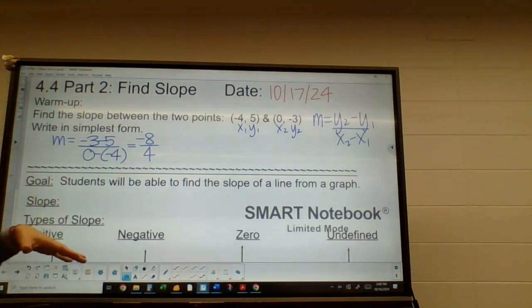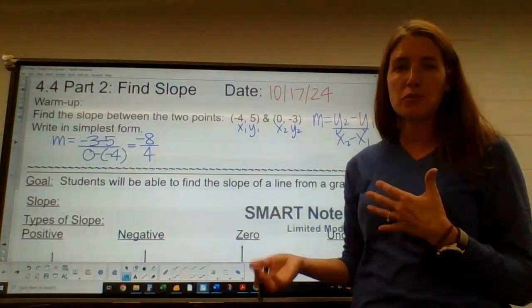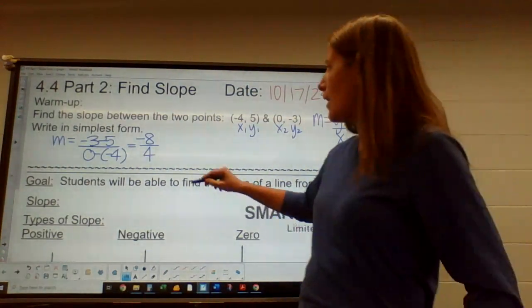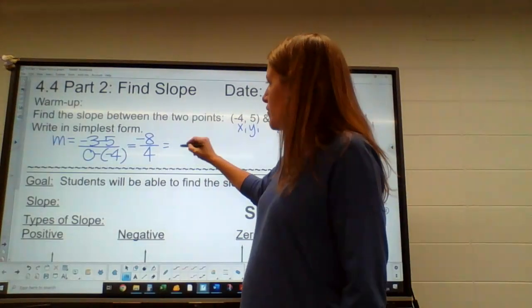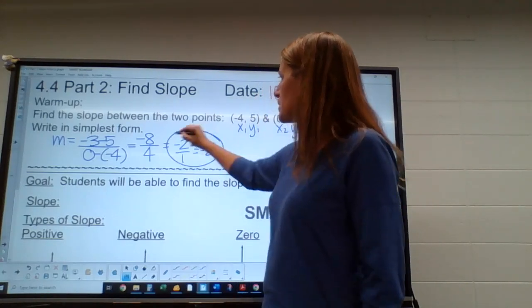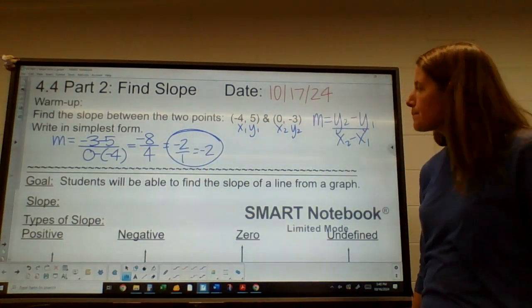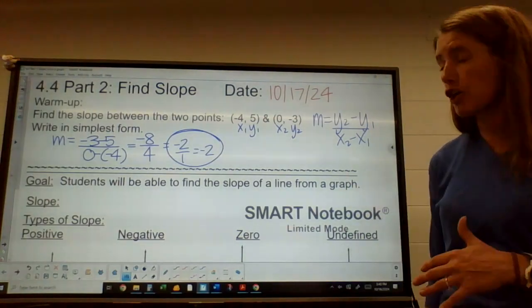One of the good things about doing the notes on video is you can pause me as you need to and catch up. So if you miss something, you can just pause. So -8/4 is going to be -2/1, or just -2. Either one's fine when we simplify that. So that's our slope. So we're going to learn slope today from a graph.